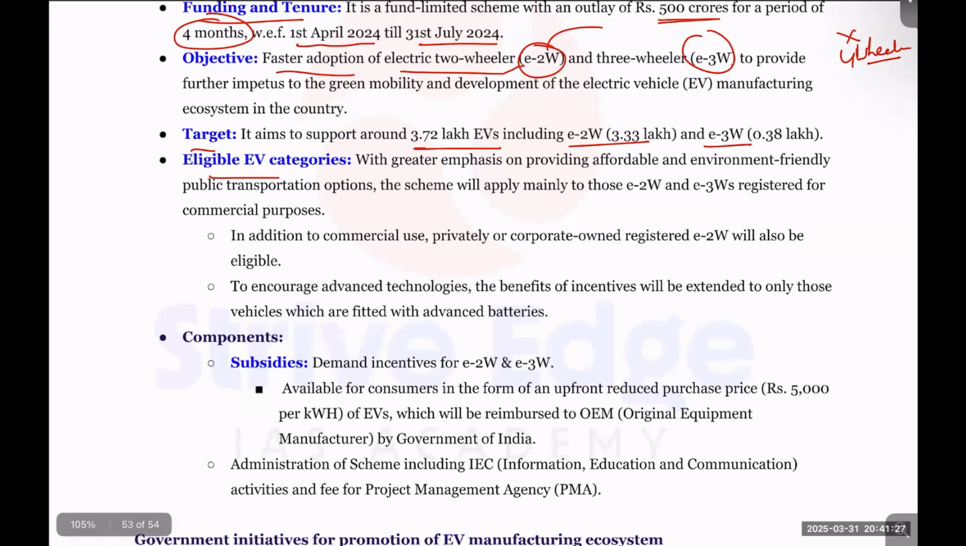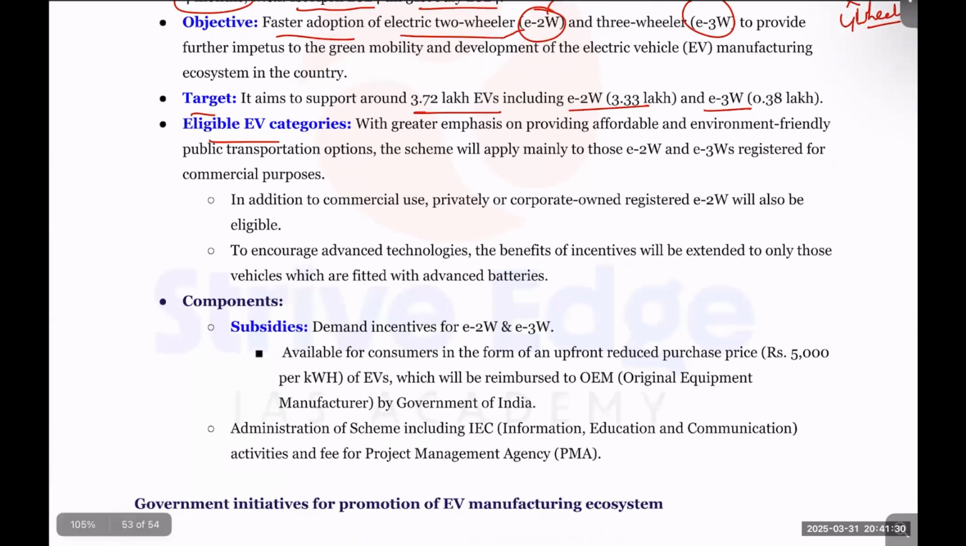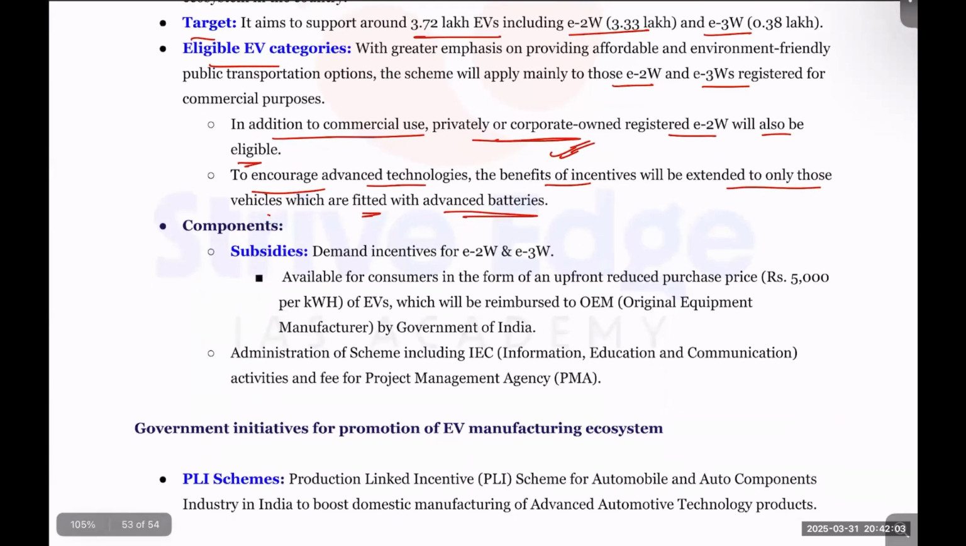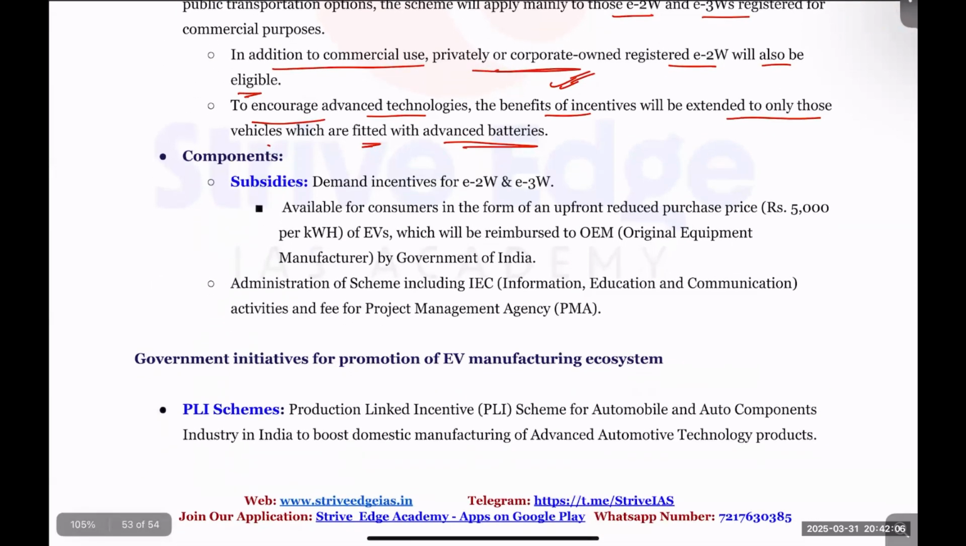Eligibility: the eligible EV categories were electric two-wheelers and three-wheelers that we have already talked about. In addition to commercial use, privately or corporate-owned registered two-wheelers will also be eligible. So even a private person or an individual who wants to register his two-wheeler can take the benefit of the scheme. In order to promote advanced technologies, the incentive will be extended only to those vehicles fitted with advanced batteries. So not every battery-operated vehicle can avail this scheme.